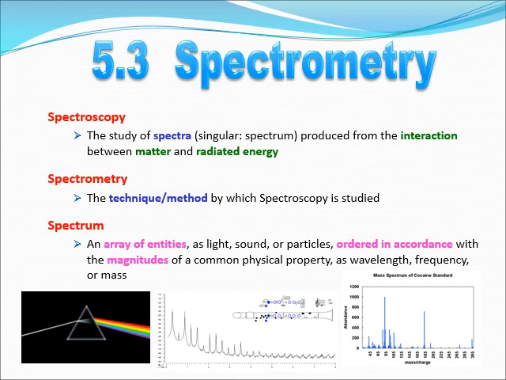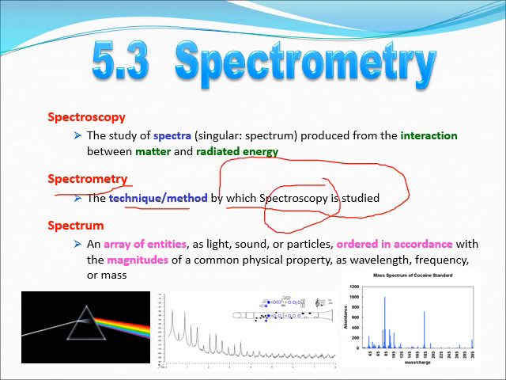Next is spectrometry. What is spectrometry? Spectrometry is a technique or method that studies spectroscopy. What is spectroscopy? Spectroscopy is the study of spectra, which result from the interaction between matter and radiated energy. The radiated energy produces different colors according to wavelength. This wavelength then passes through the matter of your samples.